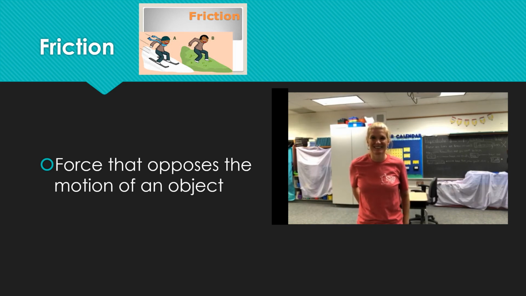This can also be applied when you slide your shoes across a carpet. It's really hard to do that because there's friction. There's forces that are opposing each other. And another example would be pulling a piece of furniture across the floor. It's really hard to do because there is a lot of friction. There's a lot of force that opposes the motion of that object.